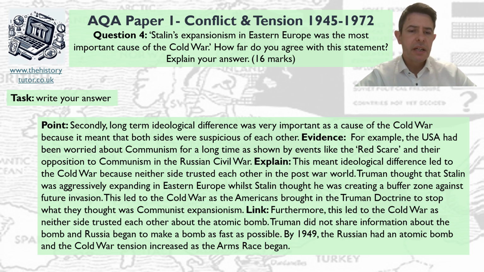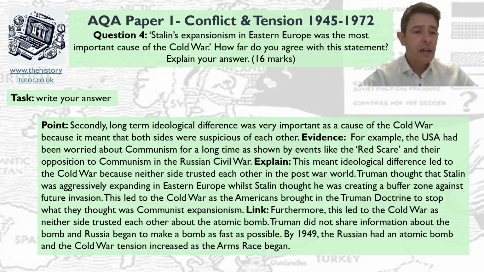So it may be a nice clear dividing line with a furthermore. So furthermore, this led to the Cold War as neither side trusted each other about the atomic bomb as well. Truman did not share information about the bomb, and Russia began to make their own bomb as fast as possible. By 1949, the Russians had an atomic bomb, and the Cold War tension increased as the arms race began. Okay, so that's probably a nice strong argument now linked to the arms race, got that long-term idea.